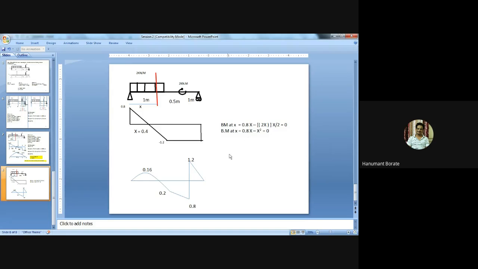Okay, so I hope you understood the concept of point of contraflexure. I will share this video. You can solve this problem and you will get the SF diagram and bending moment diagram, but to find the point of contraflexure we need to take a section as per our diagram, then calculate the bending moment equation, then equate that bending moment equation equal to 0.